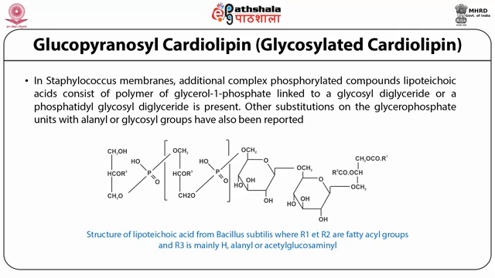The structure shown here of lipoteichoic acid is depicted from the bacterium Bacillus subtilis, and if we look at this structure, the R1 as well as R2 positions have fatty acyl groups, and the R3 position contains hydrogen, alanine, or acetyl glucosamyl group.